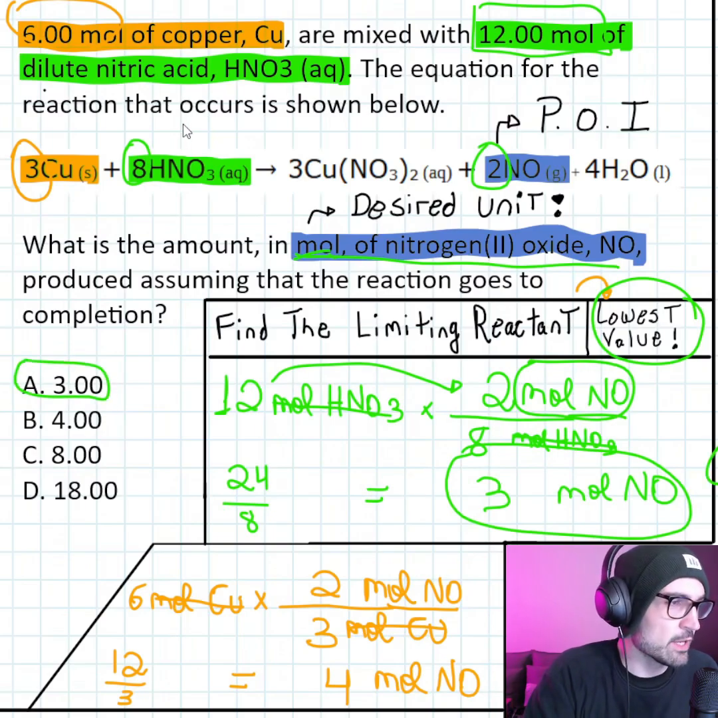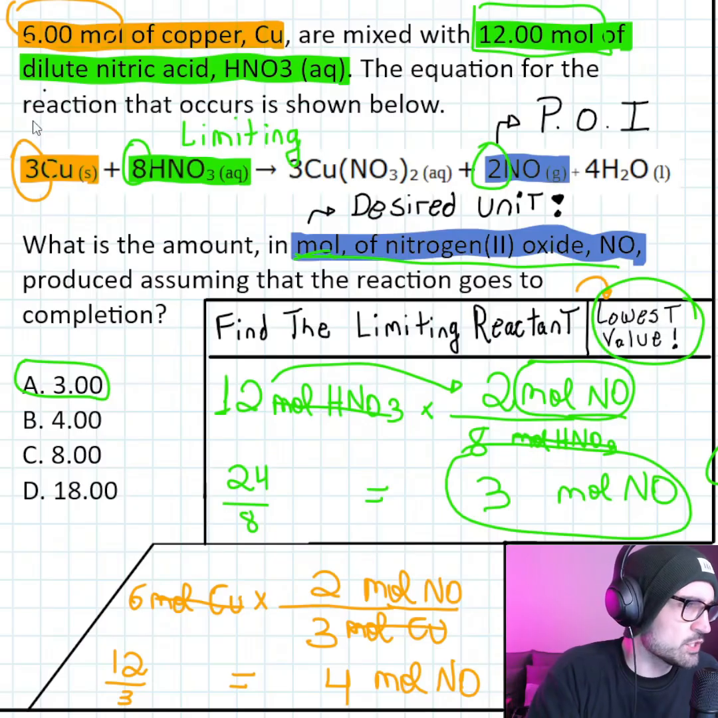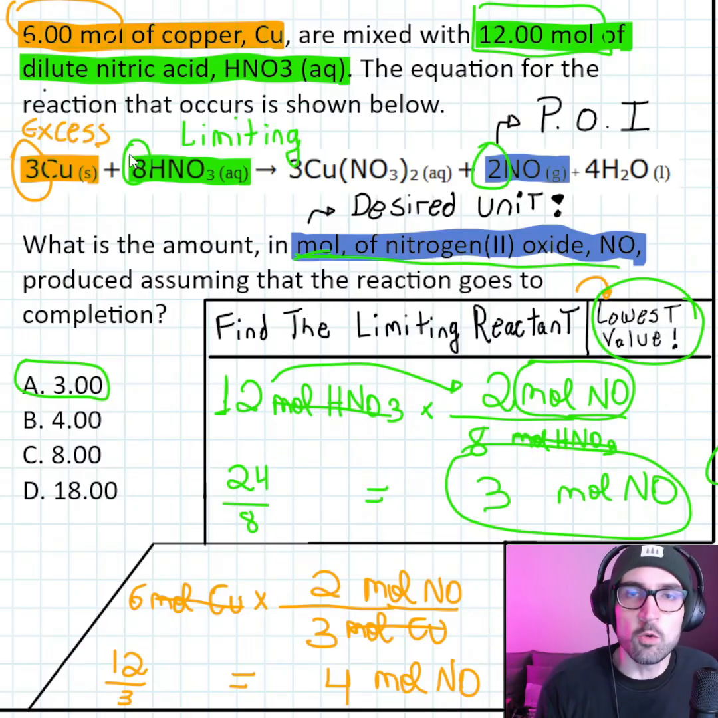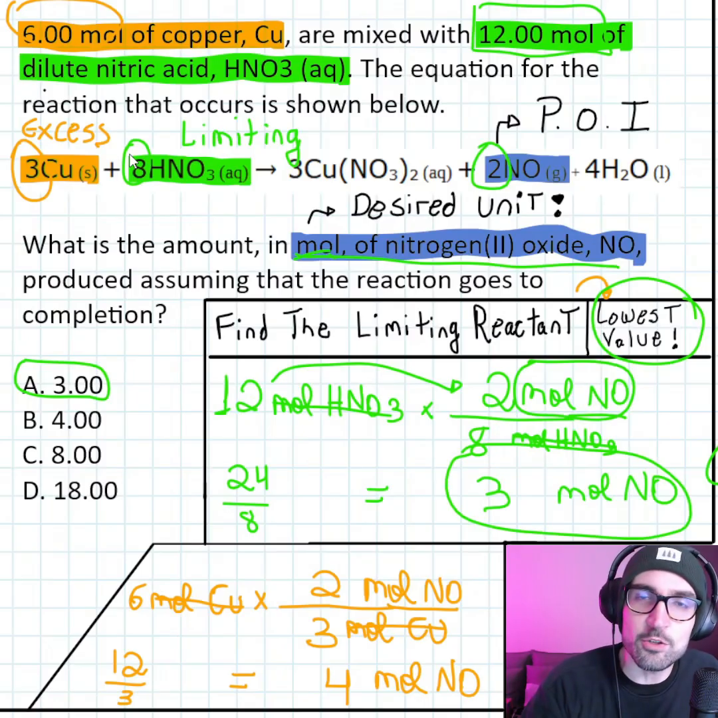You can safely infer that HNO3, because that's the lowest value, it's your limiting reactant, and copper is your excess reactant. And that's always going to work. You are never going to get stoichiometry wrong again.